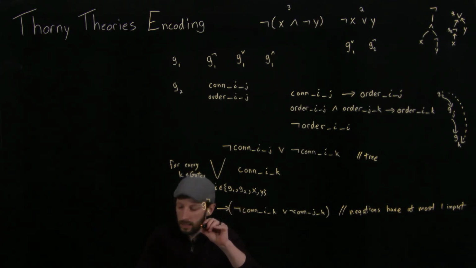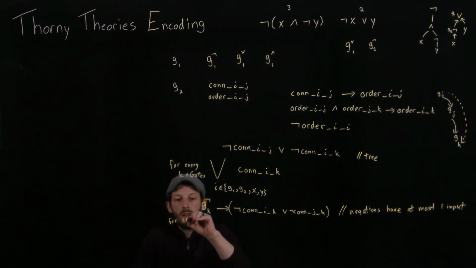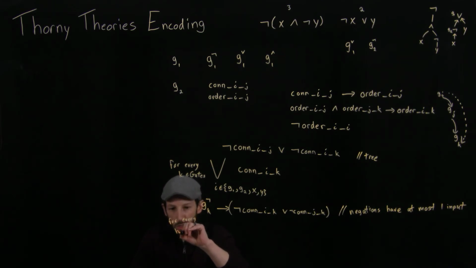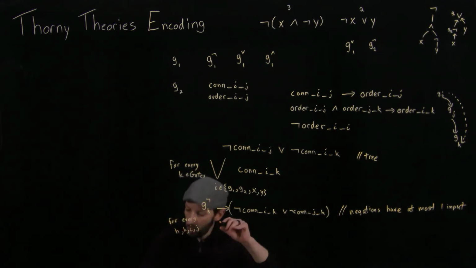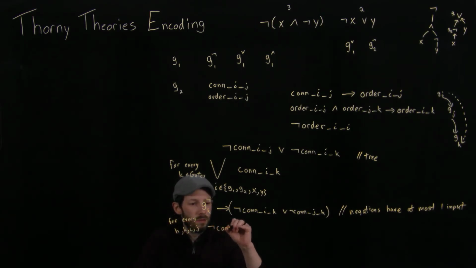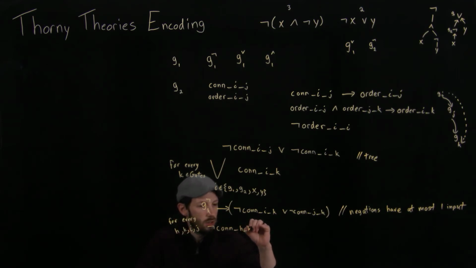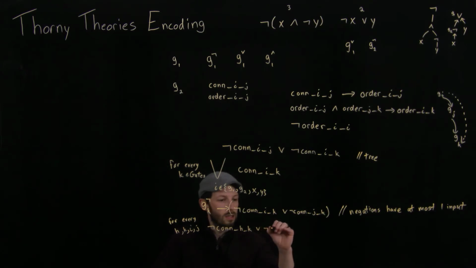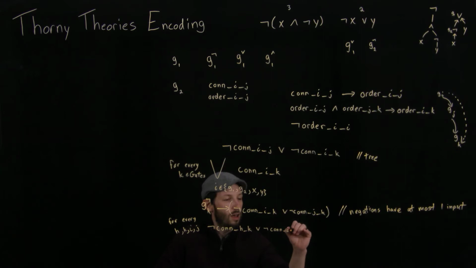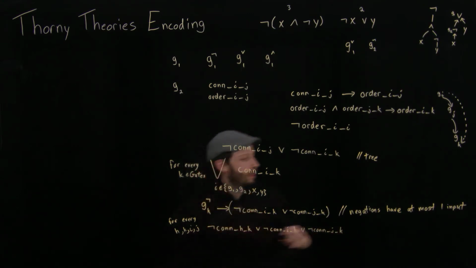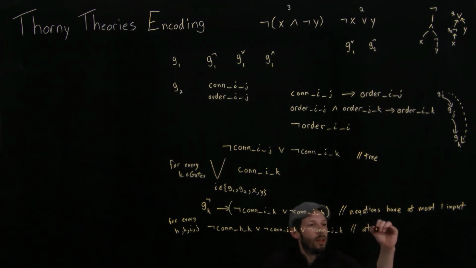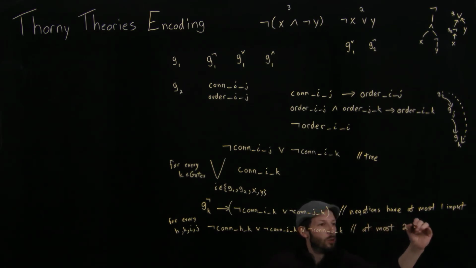And so what we end up doing here is saying that for every trio of gates, it's basically for every H, K, I, and J, we have: it's not connected H, K, or it's not connected I, K, or it's not connected J, K. And so this is saying at most 2 inputs.